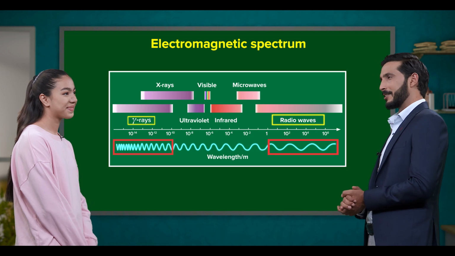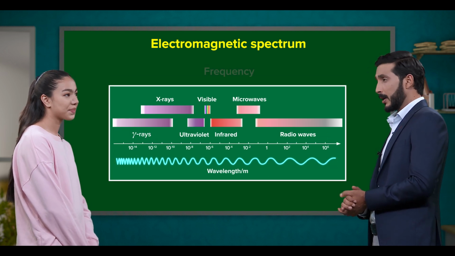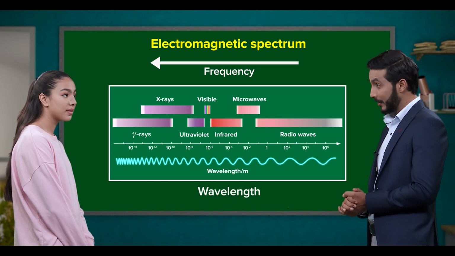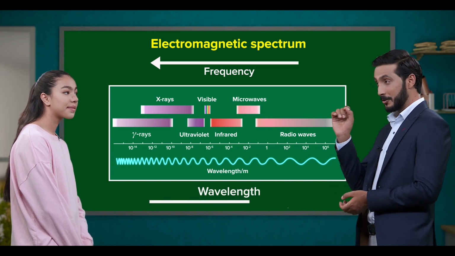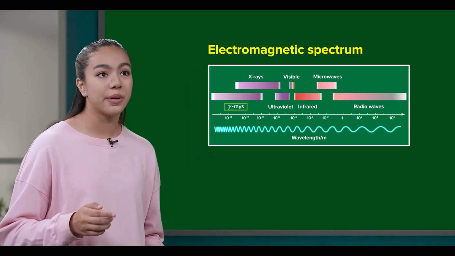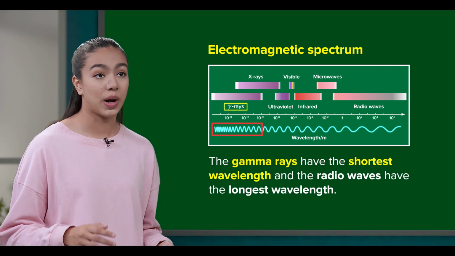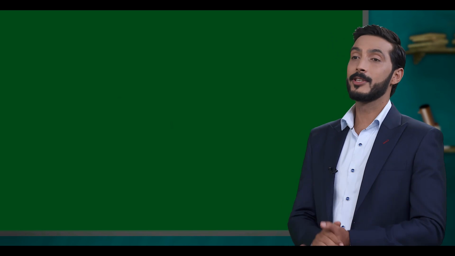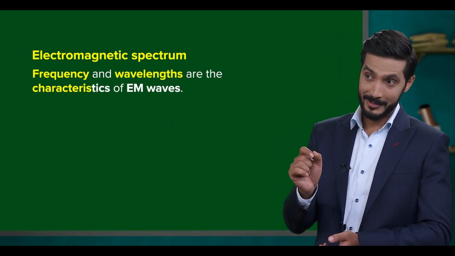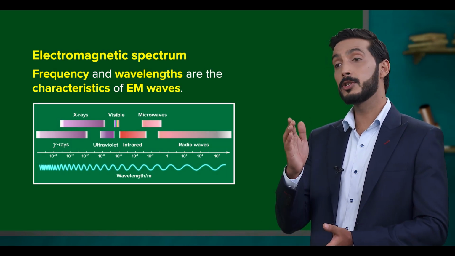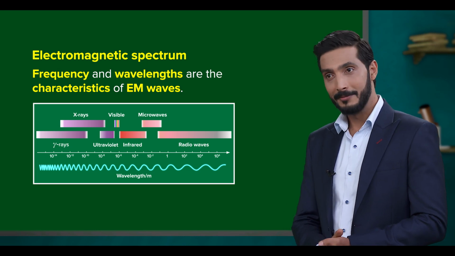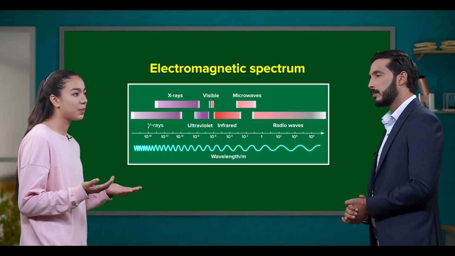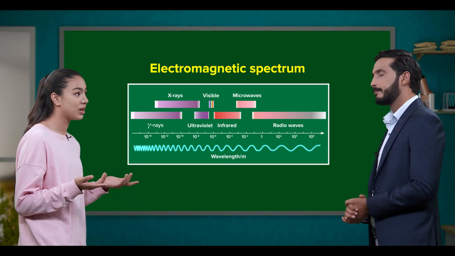Very nicely explained, Anushka. As you can see, the frequency increases from right to left, but the wavelength increases from the left to the right. This means gamma rays have the shortest wavelength, while radio waves have the longest wavelength. That's correct. Frequency and wavelength are the characteristics of EM waves to distinguish one spectrum from another. By knowing the values of the frequency or the wavelength, we can distinguish its nature.